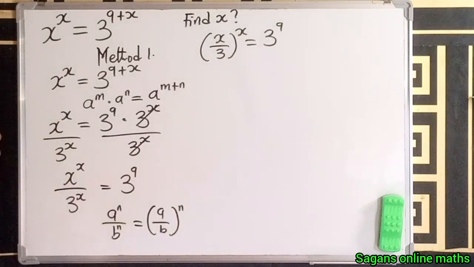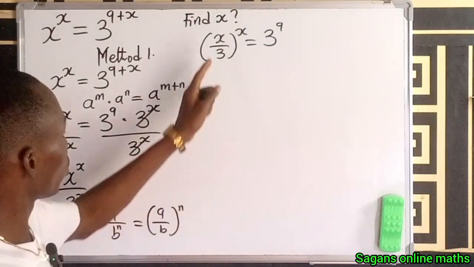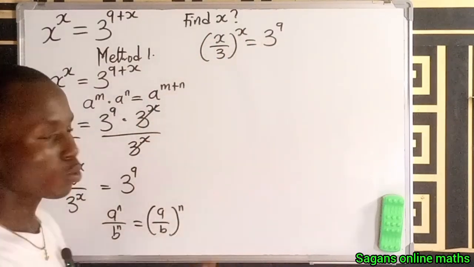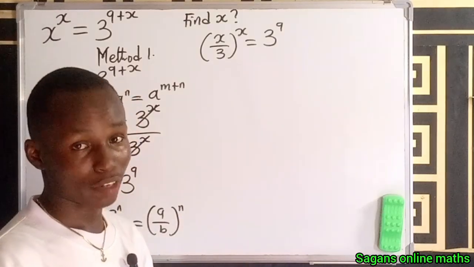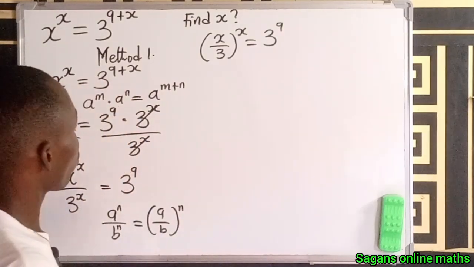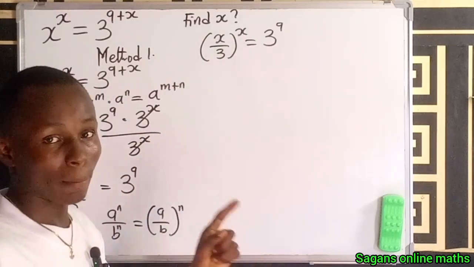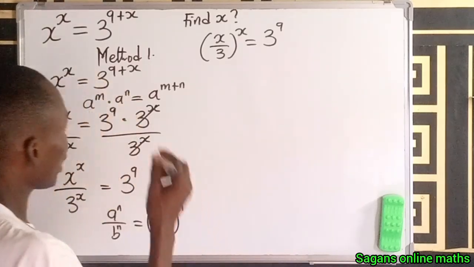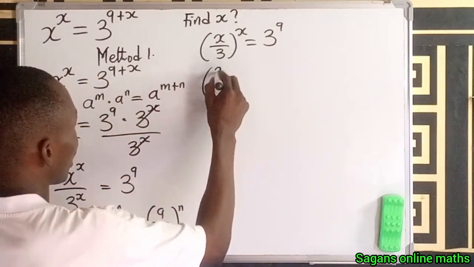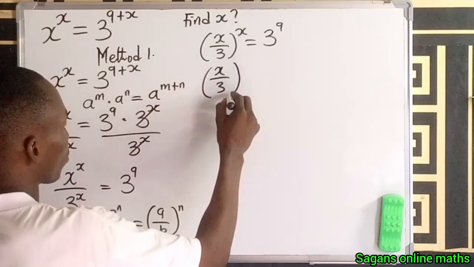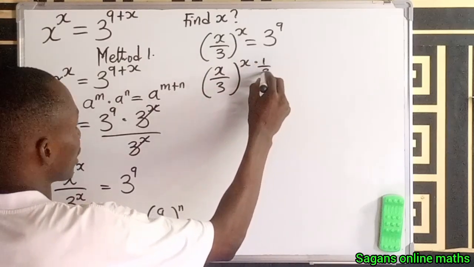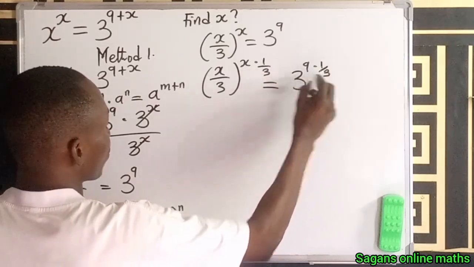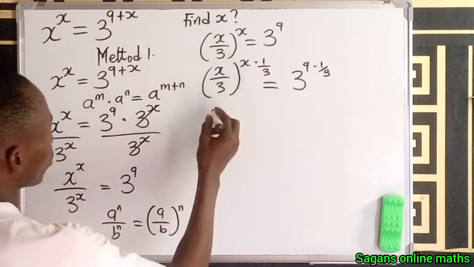At this point, we know that we are having x divided by 3 all to the power of x equals 3 to the power of 9. What are we going to do? Because our target is to find the value of x. Now we are going to multiply both powers by the reciprocal of 3. Because we know that the reciprocal of 3 is 1 over 3, right? So if we do that, let's see what we are going to have. So this is x divided by 3, all to the power x multiplied by 1 over 3 equals 3 to the power 9 multiplied by 1 over 3. Okay.